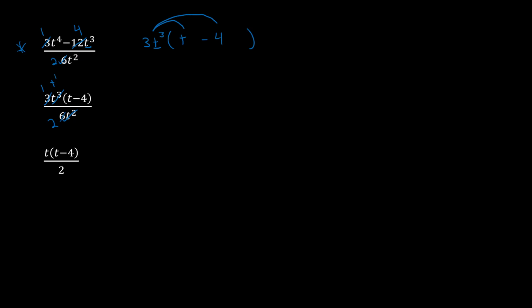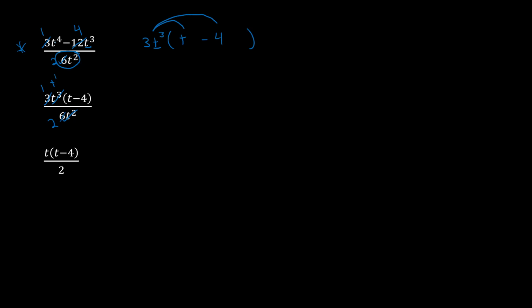Many people will see the 3 and the 6 and just divide to get 1 over 2, but then totally ignore the 12. So I can only divide if I'm dividing every part, every term like this. And this only works, by the way, if there's only one term in the bottom. So if it's a monomial down here in the denominator, then that's the only time this is going to work.